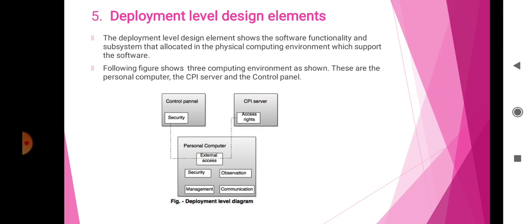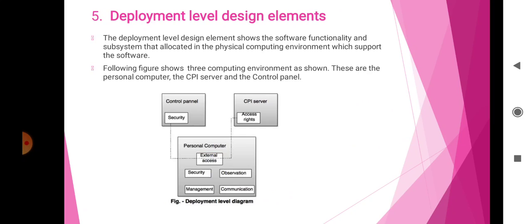Then the last type is deployment level design elements. The deployment level design elements indicate how software functionalities and subsystems are allocated within the physical computing environment that will support the software. For example, the elements of the safe home product are configured to operate within three primary computing environments: home-based PC, then safe home control panel, and a server housed at CPI Corp, providing internet-based access to the system. In addition, limited functionality may be provided with a mobile platform.